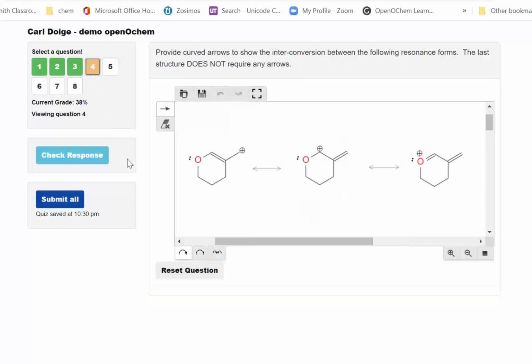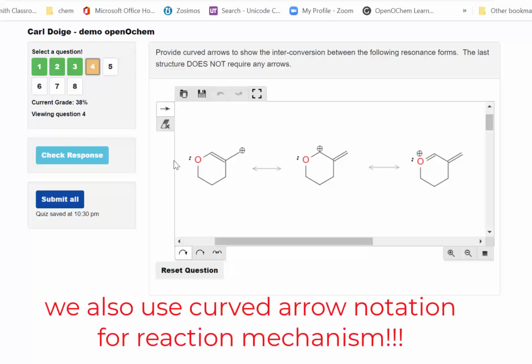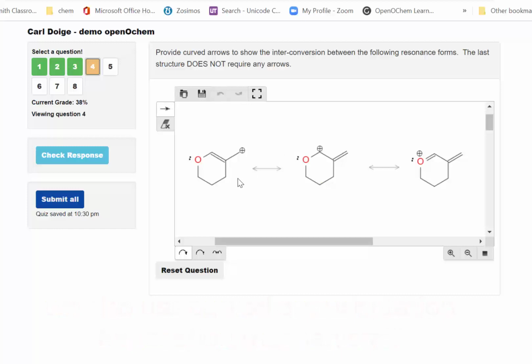Let's look at question number 4. So one of the beauties of OpenOChem is not only does it assess structures, it also assesses your curved arrow notation. We use curved arrow notation for looking at resonance forms. So in this particular case, we're looking at how the electrons are delocalized. And as I say, we use the curved arrow notation.